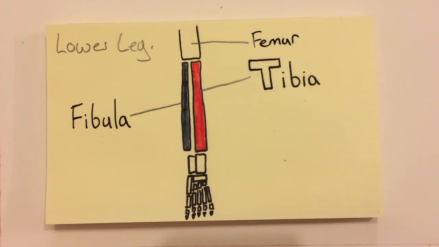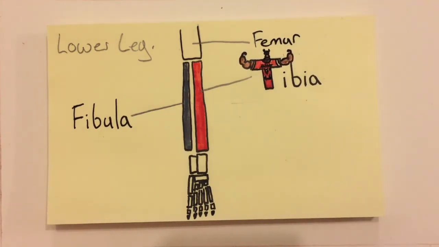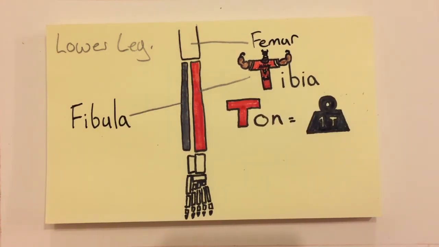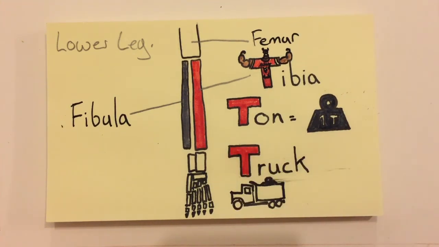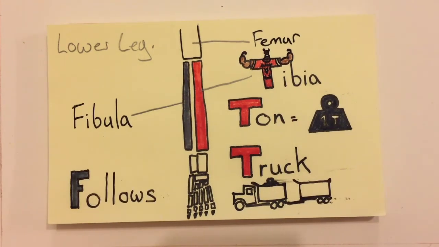The way I remember the difference between these two is that the tibia is very strong and it can hold a ton of weight. And what else holds a ton of weight? A truck holds a ton of weight. And if you were to put a trailer behind a truck, it will then follow. So F for fibula, T for tibia.